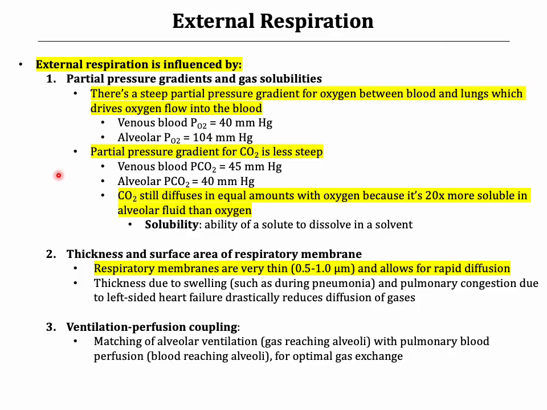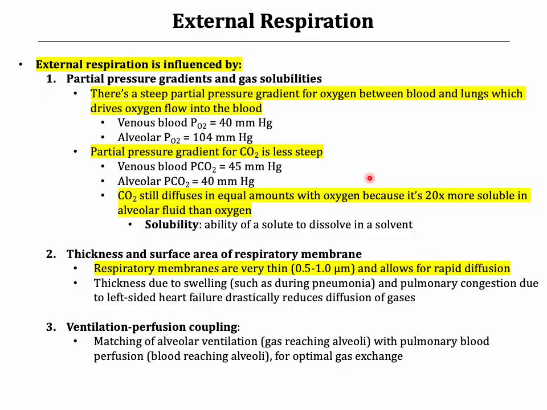So for our first variable here, just talking about how there's a steep gradient that's established for oxygen between the blood and the lungs, which really drives that movement of oxygen in. So the venous blood, the oxygen partial pressure is only 40 versus in the alveoli being 104. That's quite a gradient. It's really influencing that oxygen uptake. While the partial pressure gradient for CO2 is less steep. There's only a difference of about 5 millimeters of mercury.